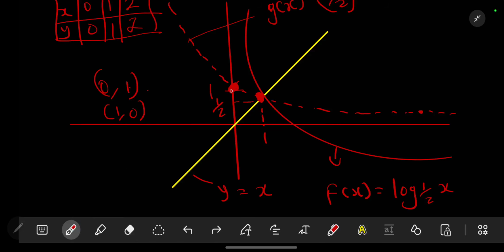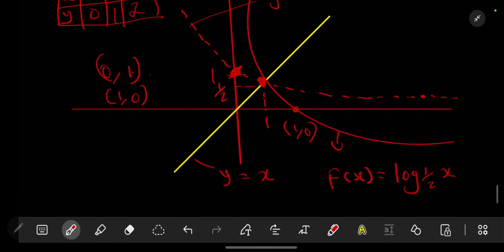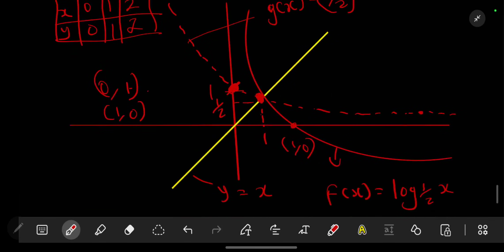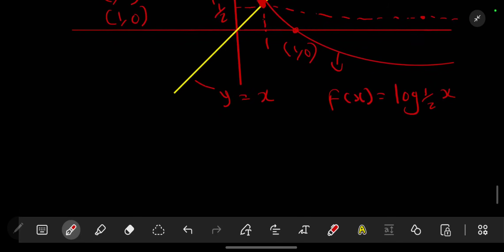So here we have 0, 1. Reflecting this is 1, 0. So this means to say this point is 1, 0. So these are the points. Now, to just guarantee you the full marks, you have labeled that, you're just going to attach the domain.